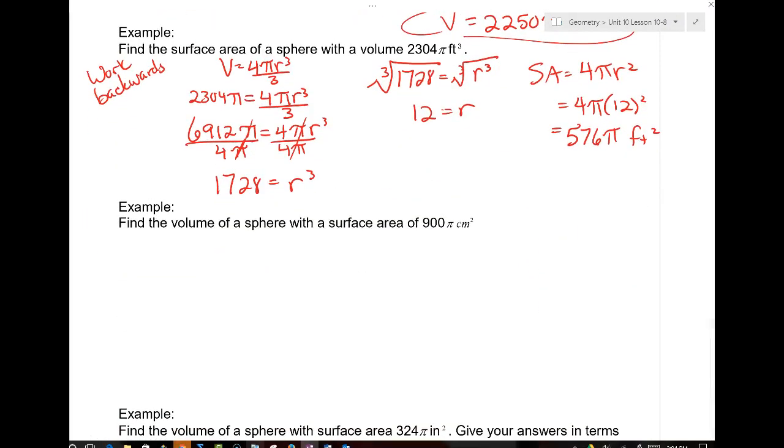All right, let's do a last work backwards problem here for the moment. It says, find the volume of a sphere with a surface area of 900 pi square centimeters. Can I work backwards with surface area this time? Yeah, because I know my surface area, I want to find volume. I still need to know radius. So my surface area formula is 4 pi times radius squared. So I get 900 pi is equal to 4 pi radius squared. How do I get radius squared by itself? Yeah, divide by 4 pi.